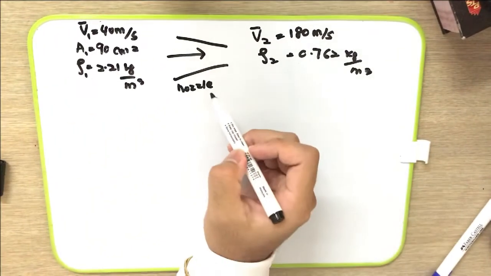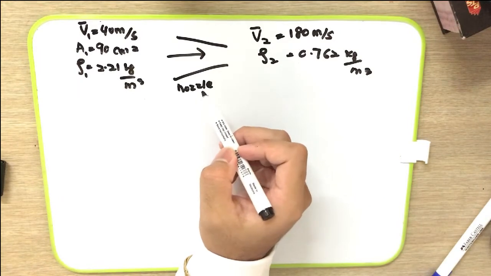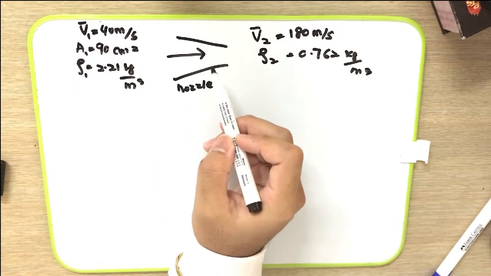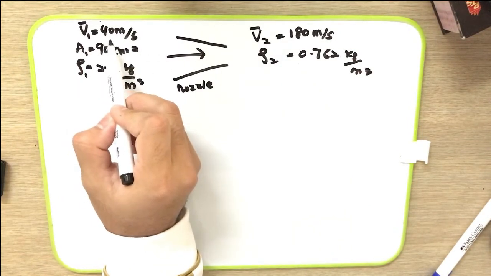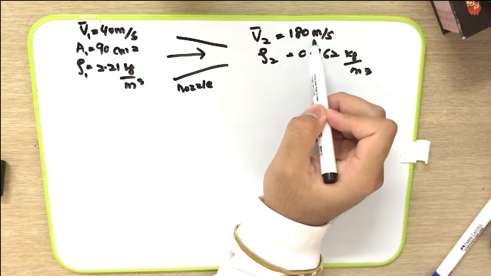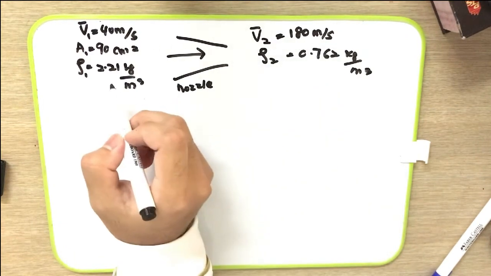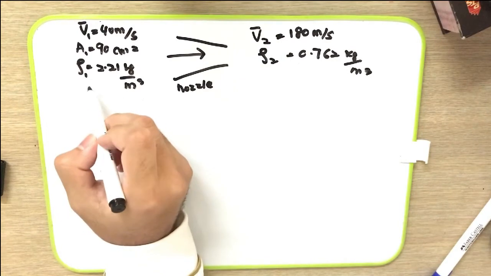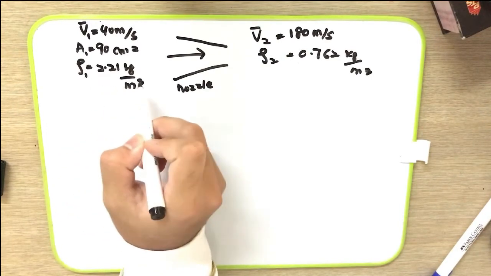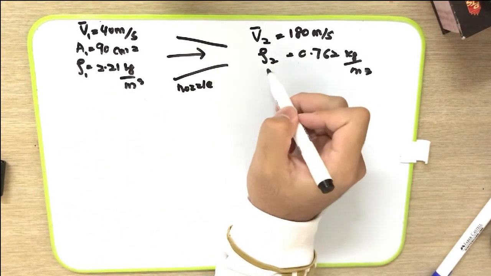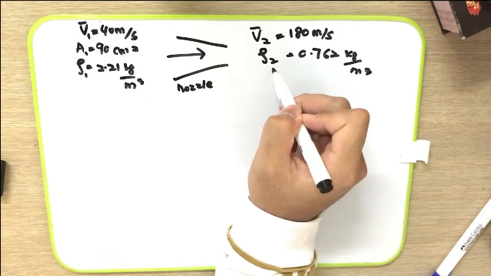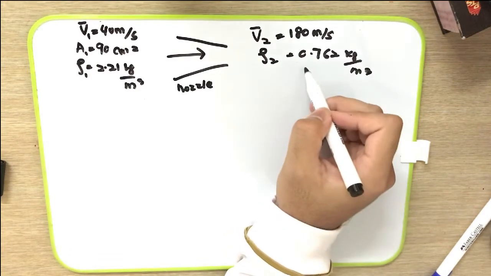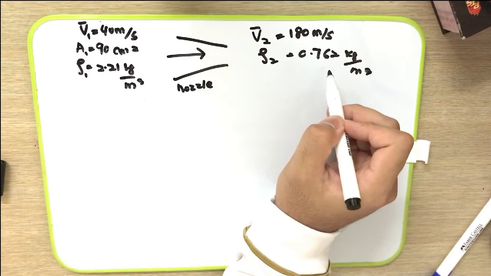In this question, we have a nozzle in which the air will enter from velocity 40 meter per second and increase to 180 meter per second. It is also given that at the inlet the density of the air is 2.21 kg per meter cube, and the density of the air at the outlet of the nozzle is 0.762 kg per meter cube.